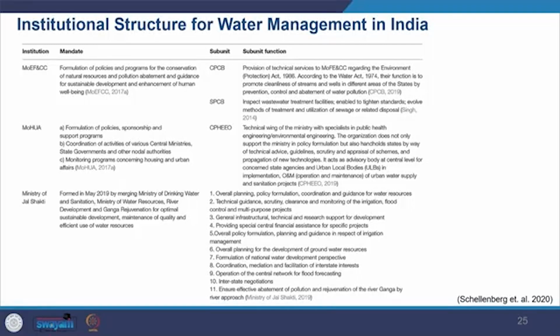Looking at the institutions involved, we have the Ministry of Environment, Forest and Climate Change. Then we have CPCB at the central level and SPCB, the State Pollution Control Board, at the state level. And you have the Ministry of Housing and Urban Affairs, along with the Central Public Health and Environmental Engineering Organization, CPHEEO, and then the Ministry of Jal Shakti. All these institutional arrangements are in place related to water.